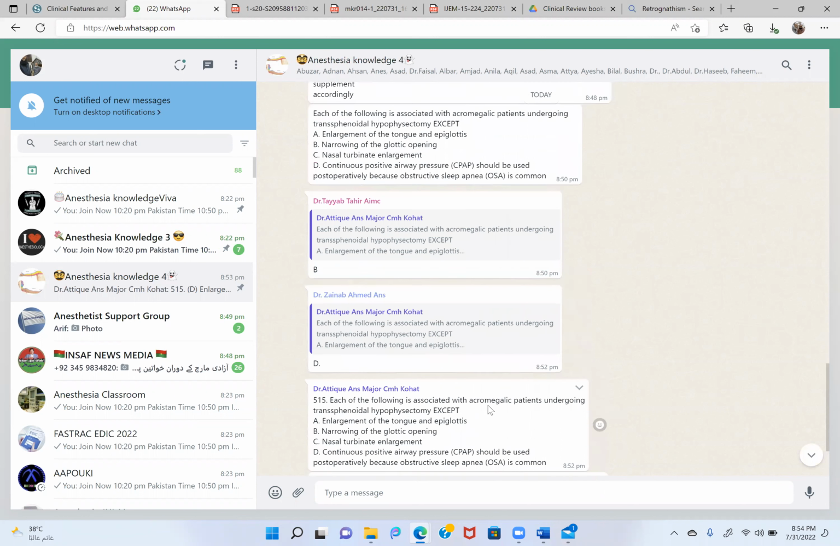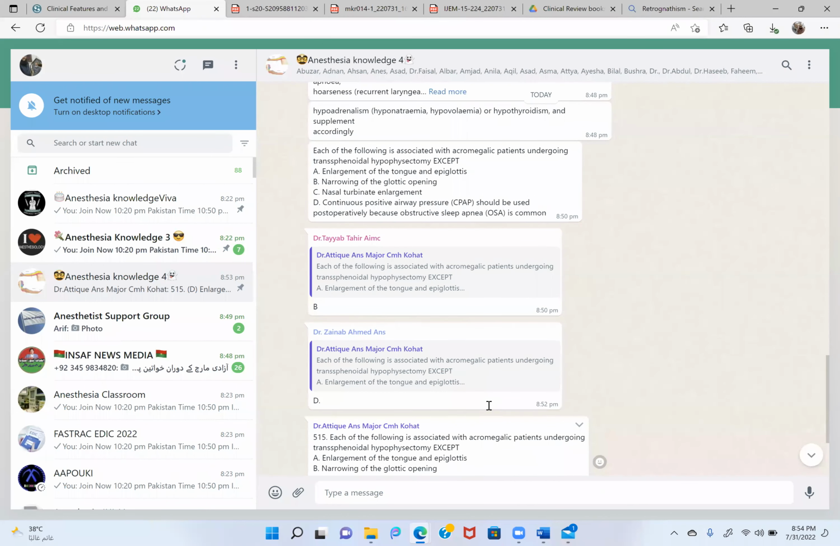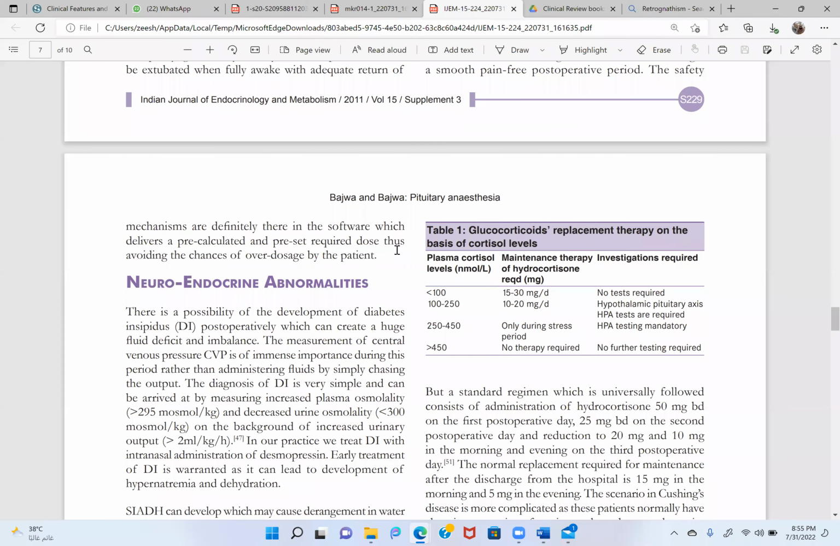Sir, this is a trick, sir. Because yes, if you do CPAP, you will disturb the surgical site. This was a trick. Yes, you are absolutely right. We all were thinking only about acromegaly. We were not thinking about transsphenoidal hypophysectomy. You are absolutely right. Remember one thing, that in MCQs the answer is created by a very small point. So I will again suggest that you read the stem very carefully. Like, acromegalic patient undergoing. I just read acromegaly. I did not read this one. So I missed the answer. So it should be used postoperatively. It is advisable, but not postoperatively, sir.